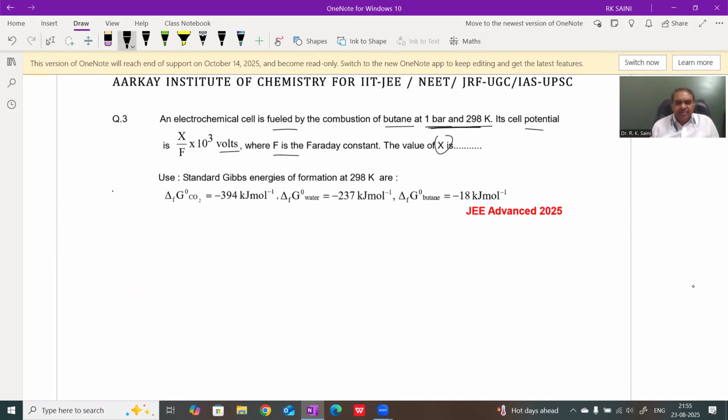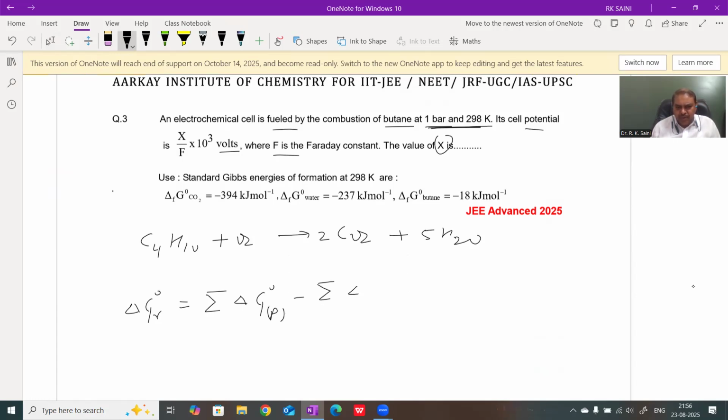First, we write the equation for the combustion of butane at standard condition. C4H10 plus O2, all carbon changes into CO2, and all hydrogen changes into water on combustion. Therefore, we find delta G of this reaction at standard condition. According to thermodynamics, free energy is a state function, and hence it depends upon the initial and final state. Therefore, the free energy change of the reaction is the free energy change of the products minus the summation of the free energy change at standard condition of all reactants.